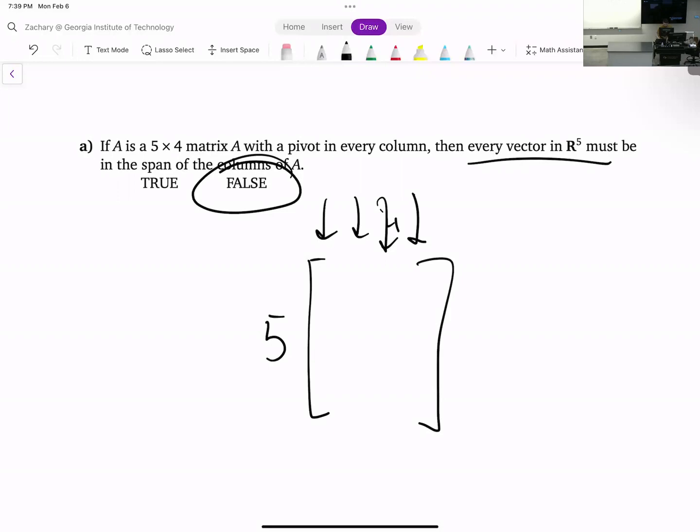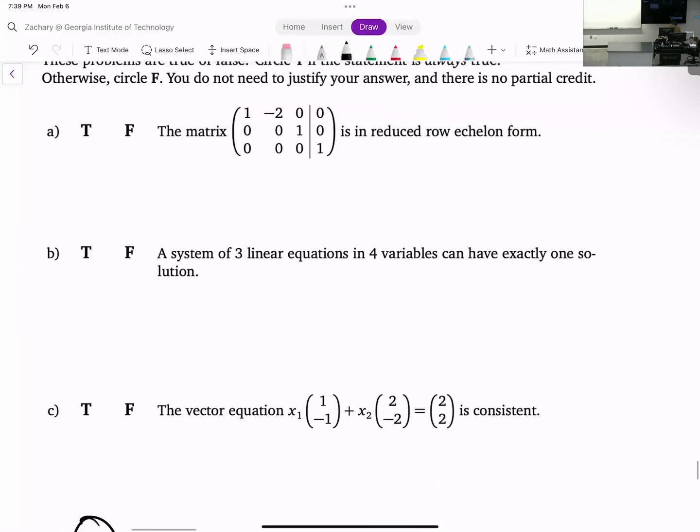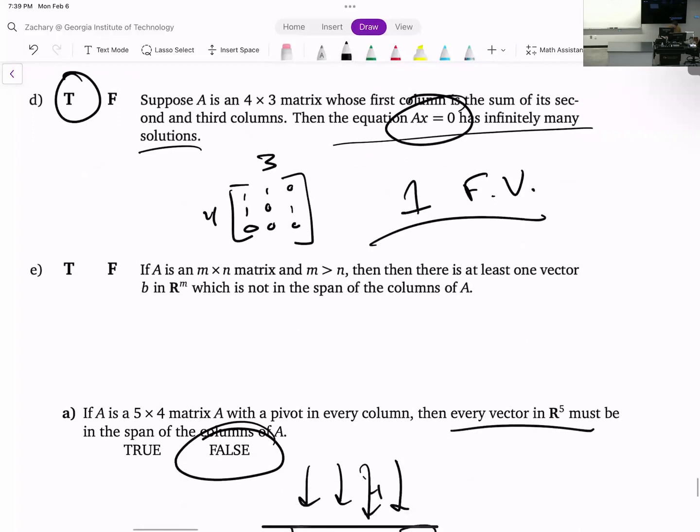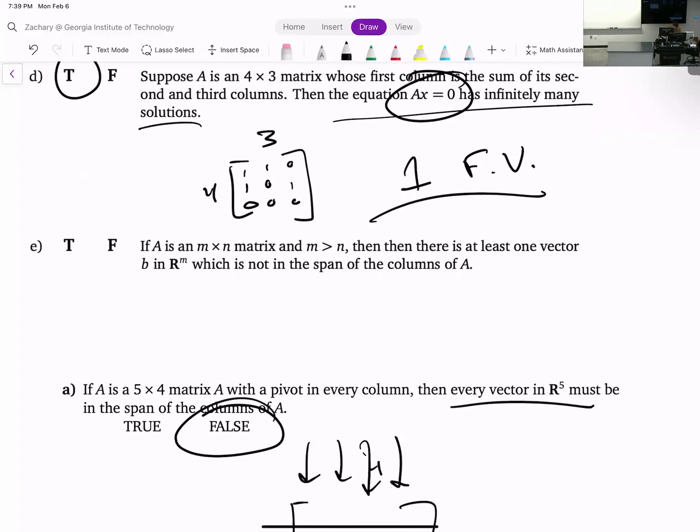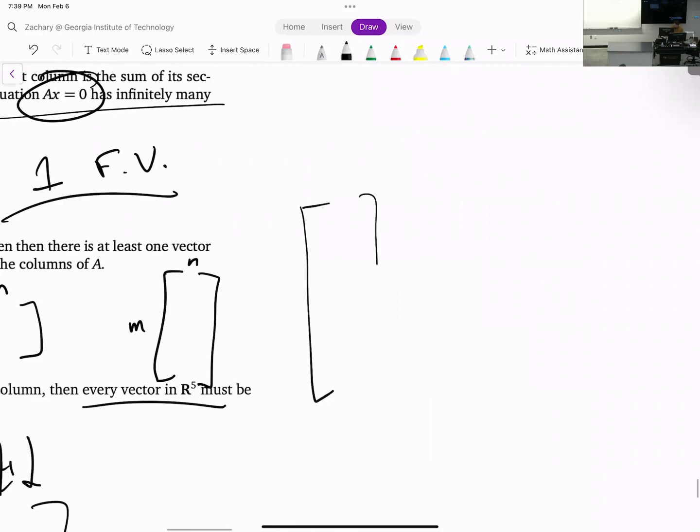1B, E. This one? Okay. A is M by N, and M is greater than N. So I'm going to rewrite this. M by N, so it's tall. Then there's at least 1 vector B in Rm which is not in the span. True or false? So it's a tall matrix. Can I have a pivot in every row? No. The way I like to think about these, just make it like a 100 by 1.